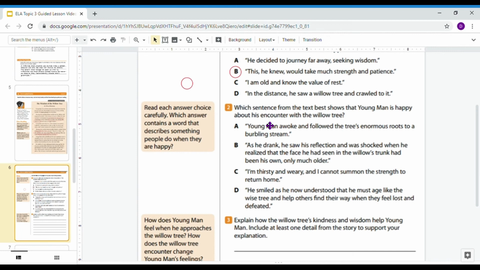Is it A, the young man awoke and followed the tree's enormous roots to a burbling stream? Is it B, as he drank, he saw his reflection and was shocked when he realized the face he had seen in the willow's trunk had been his own, only much older? Is it C, I'm thirsty and weary, and I cannot summon the strength to return home? Or is it D, he smiled as he now understood that he must age like the wise tree and help others find their way when they feel lost and defeated?